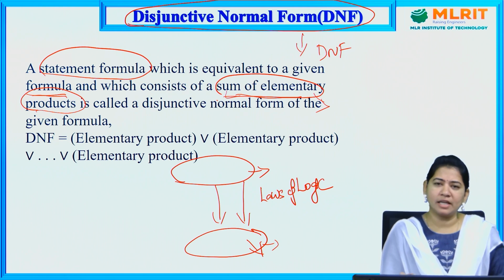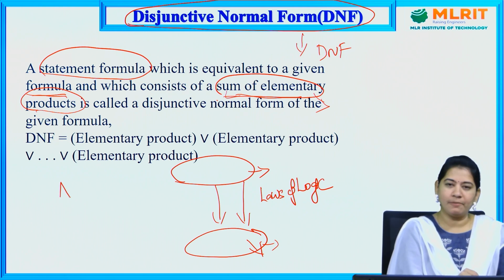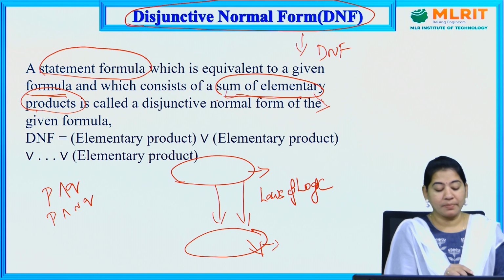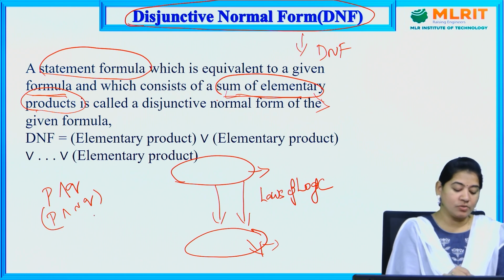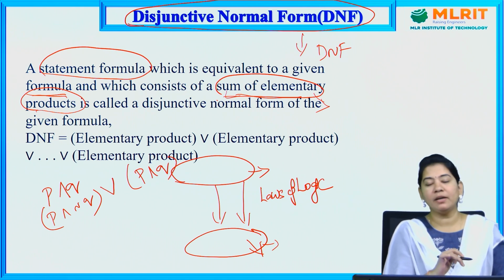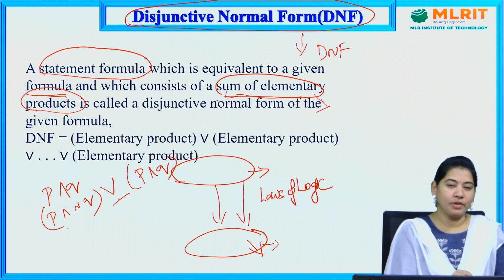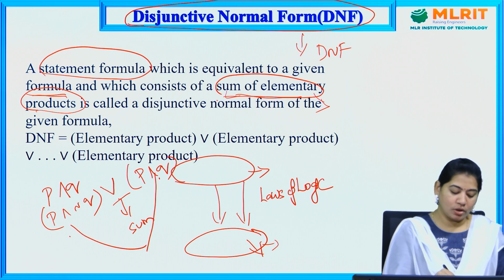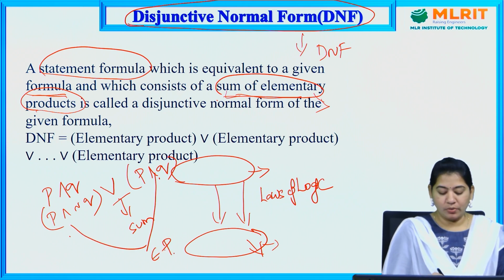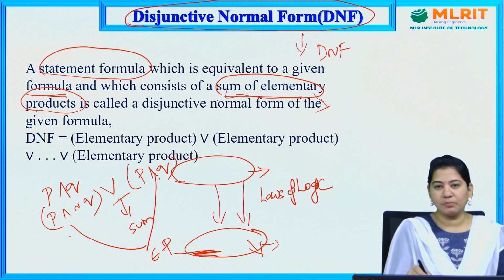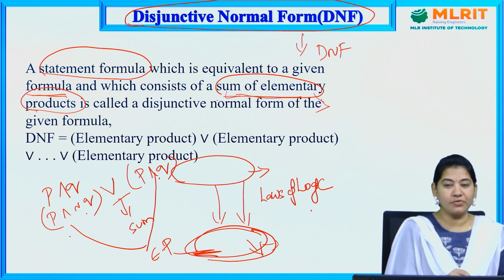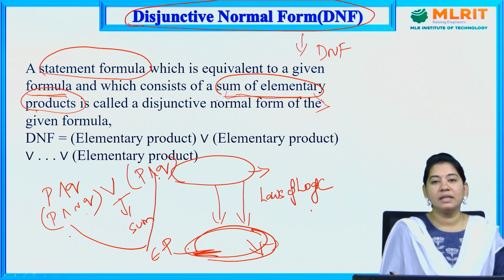So we already discussed what an elementary product is. Elementary product means we have all the possible combinations. We have seen P and Q, P and negation Q, like that. But sum of elementary products means this is one elementary product and one more elementary product, for example P and Q. In between you have to get a sum. Sum is nothing but OR. So this is a sum of elementary products. This is called the sum and these two are called elementary products. Means you have to get this by taking the statement formula and considering the laws of logic. You need to get the result in the form of a sum of elementary products. This is called disjunctive normal form.